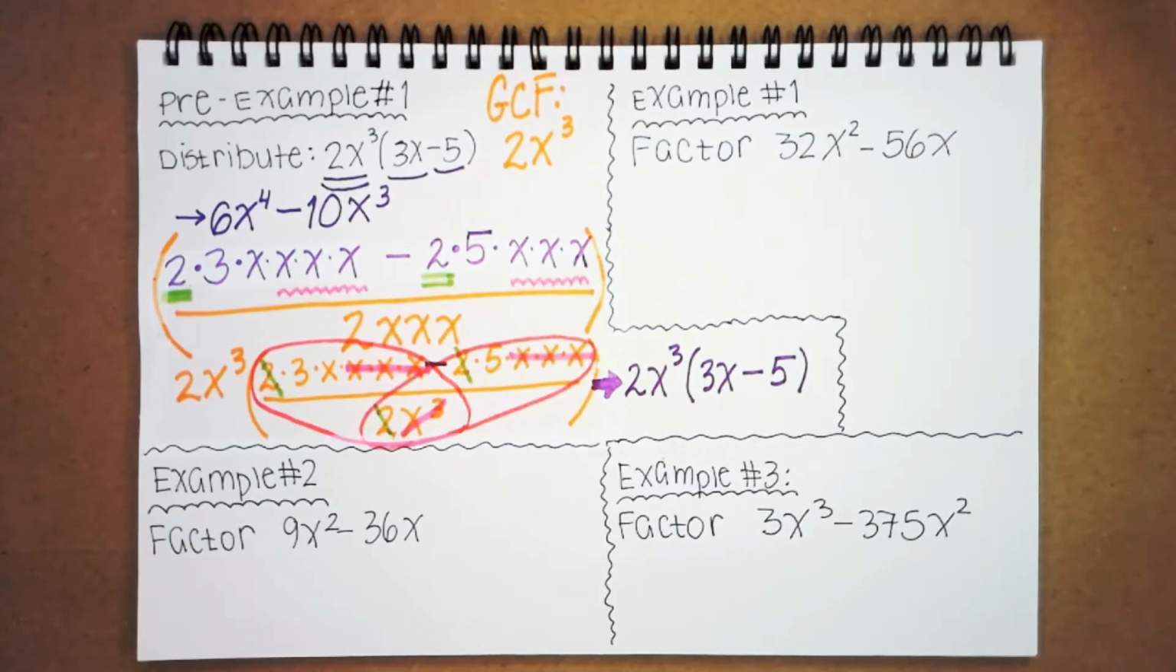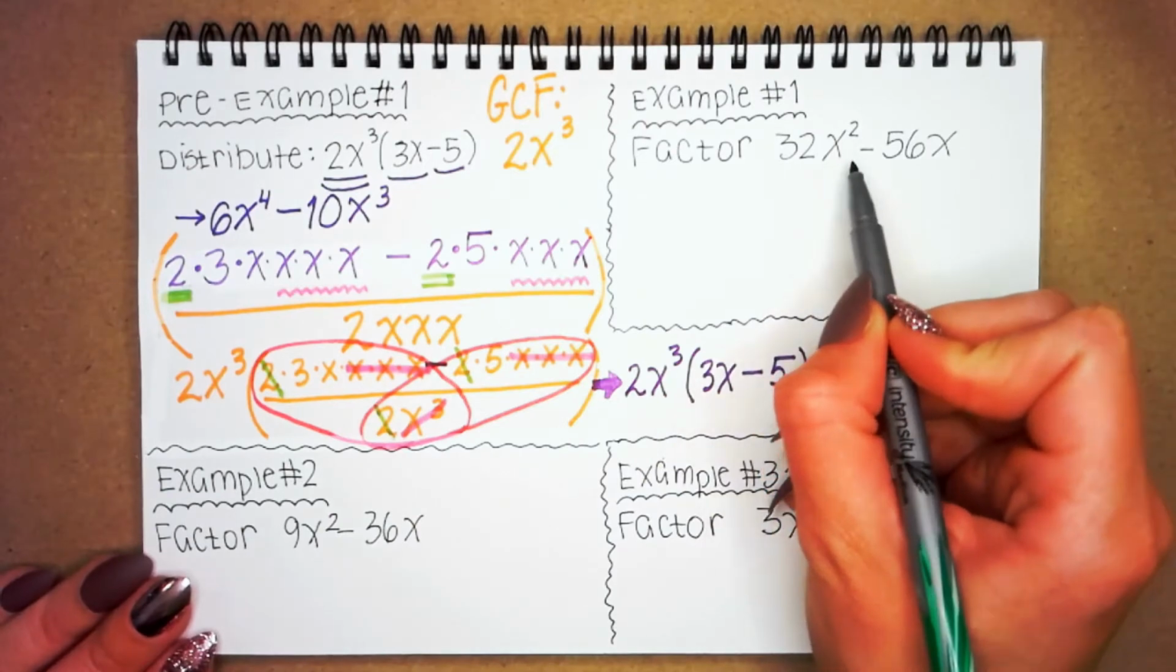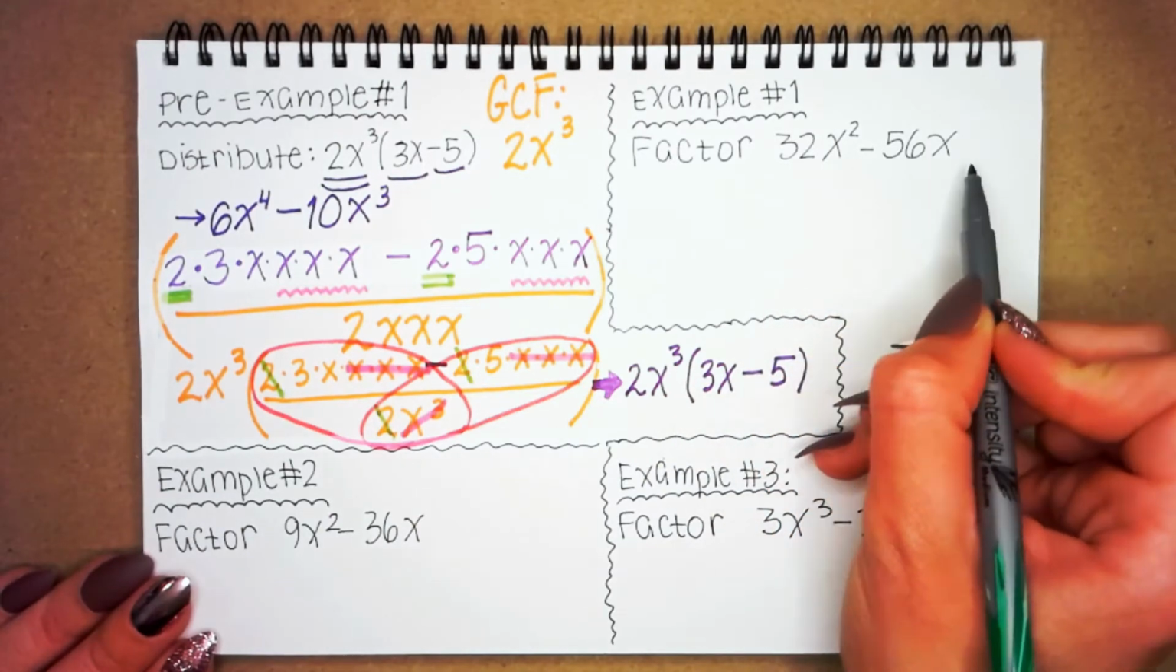I know not everybody needs to see it that way, but it really can't hurt, and it will only make you stronger and better at topics that you're going to see in future lessons. Let's try example 1. Factor 32x to the second minus 56x.